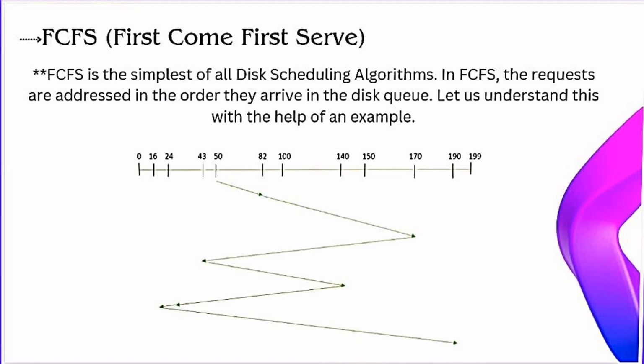We can see detail about disk scheduling algorithms. First one is first come first serve. It is the simplest of all disk scheduling algorithms. In FCFS, the requests are addressed in the order they arrive in the disk queue. We can see an example.